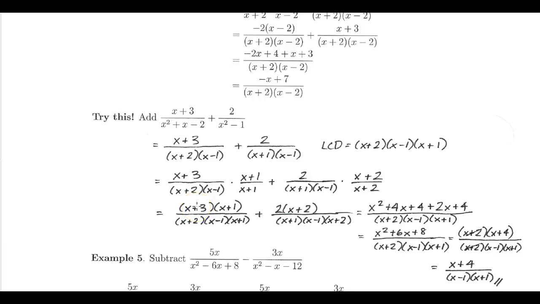And what I can do is work on getting the numerators. And I'm seeing that I made a mistake. So here, this should be x squared plus 4x plus 3 plus 2x plus 4. So that should be a 7. Okay? And so if you got a 7, you're good.